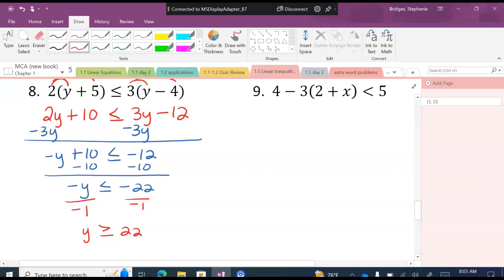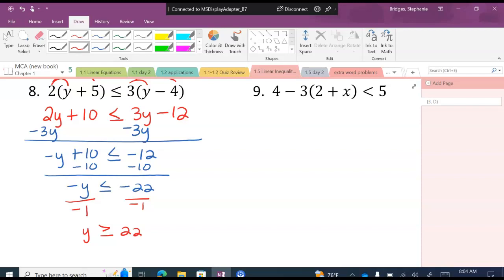Now let me just show you what would happen if you did it the other way. If you subtract the 2y over to the 3y, whoops. Again, it's not that it's wrong, it's just you have to be careful in the way that you read your answer. We get 22, but do you see how my variable is on the wrong side? When I read it, it doesn't say y is either greater than or less than. It says 22 is less than or equal to y.